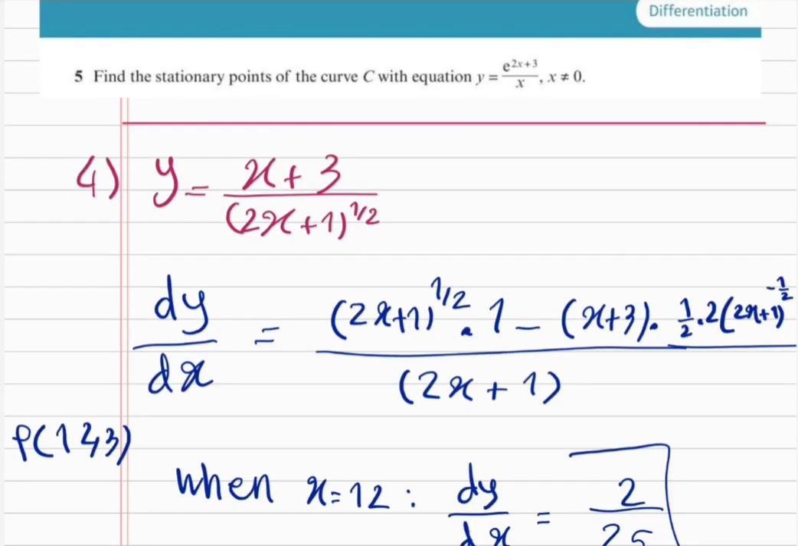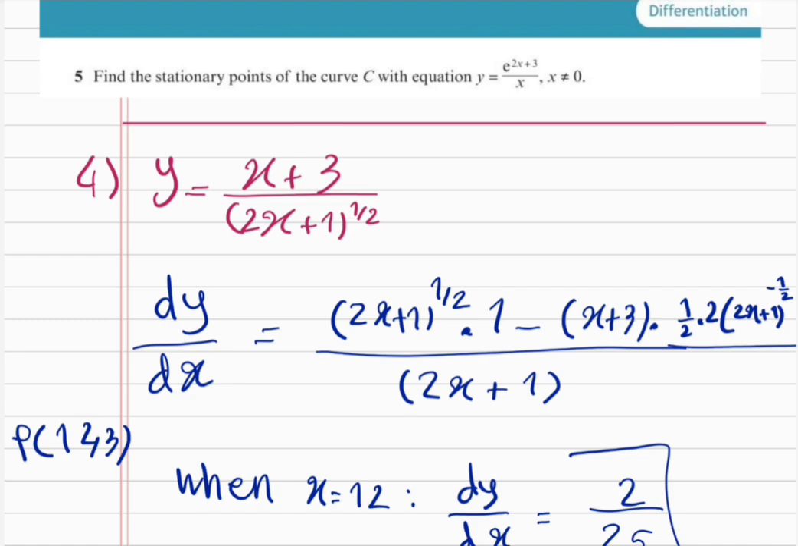Now the next question is 5, which is similar. Find the stationary points of the curve C with equation y is equal to e to the 2x plus 3 over x, where x is a non-zero value. So here we need to find the stationary points.